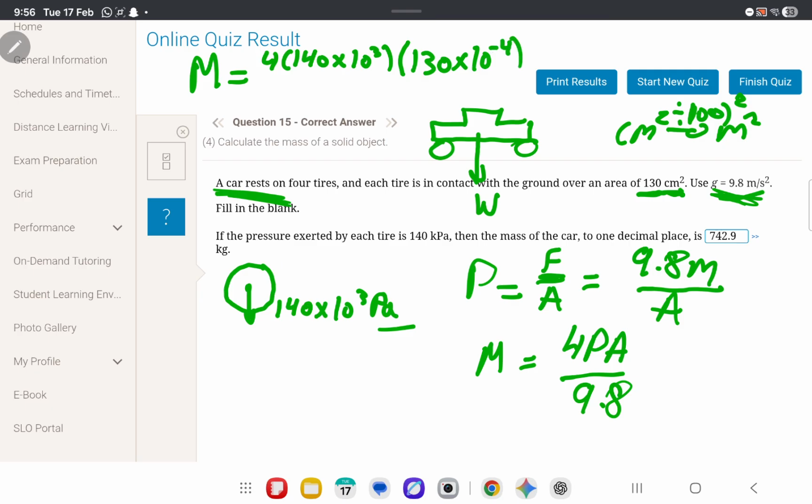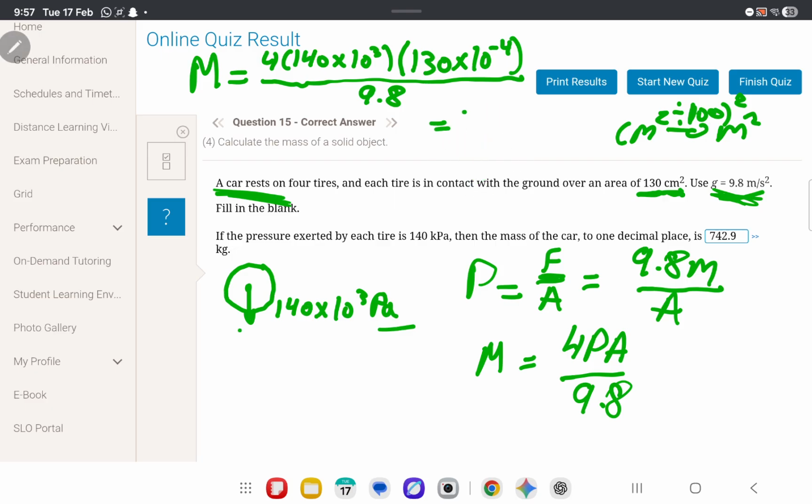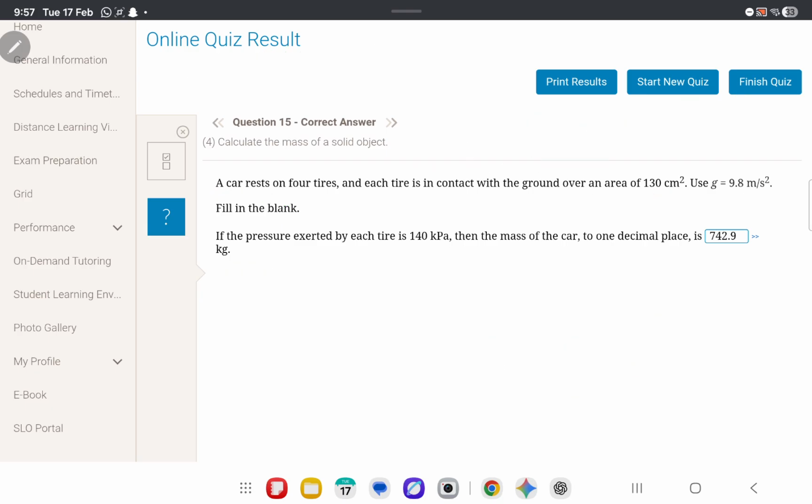over 9.8. Now, do this on your calculator. So 4 into 140 times 10 to the power of 3, sorry, not minus 3, into 130 times 10 to the power of minus 4 over 9.8. You get M to be 742.9 kilograms. Done. Question 16. Hopefully the rest are just easy questions.